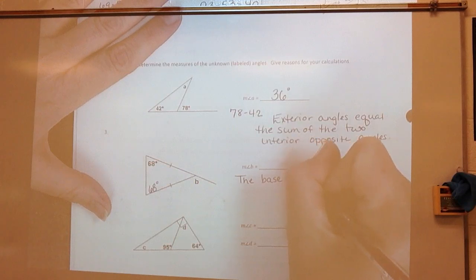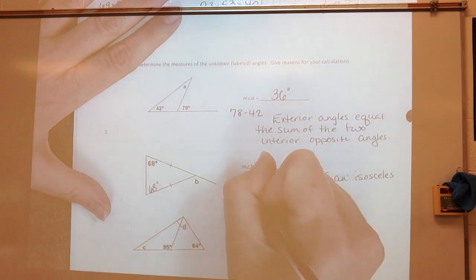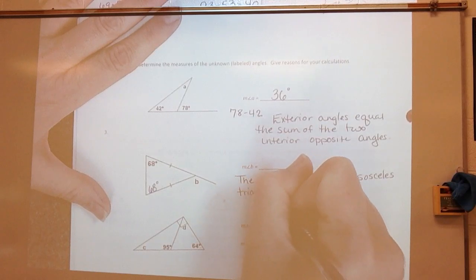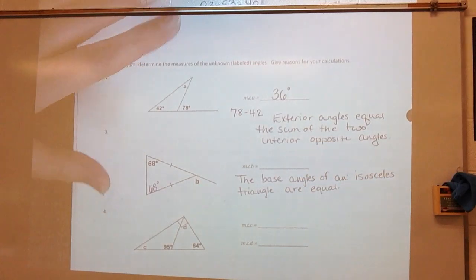The base angles of an isosceles triangle are equal. All right?